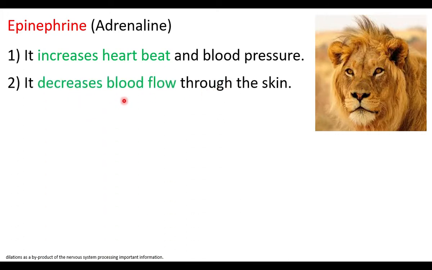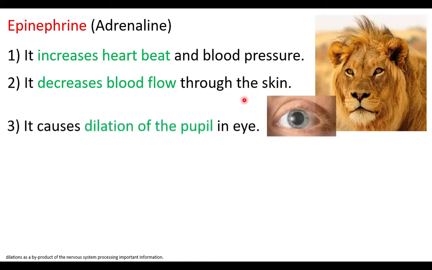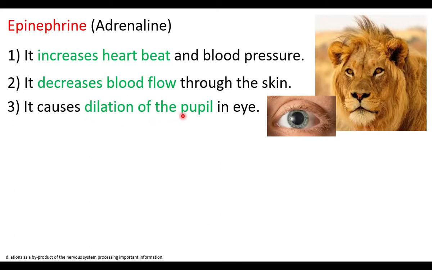It decreases blood flow through the skin. When there is an injury to the skin, there will be loss of blood. This hormone decreases blood flow through the skin. In case of any injury, this will prevent loss of blood, and it causes dilation of the pupil in the eye.